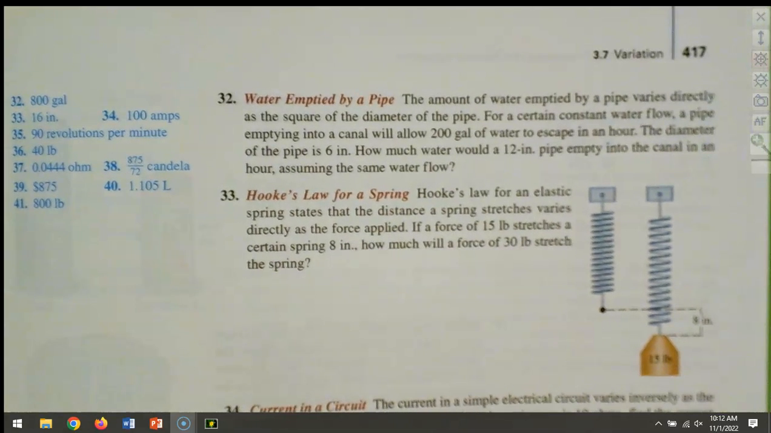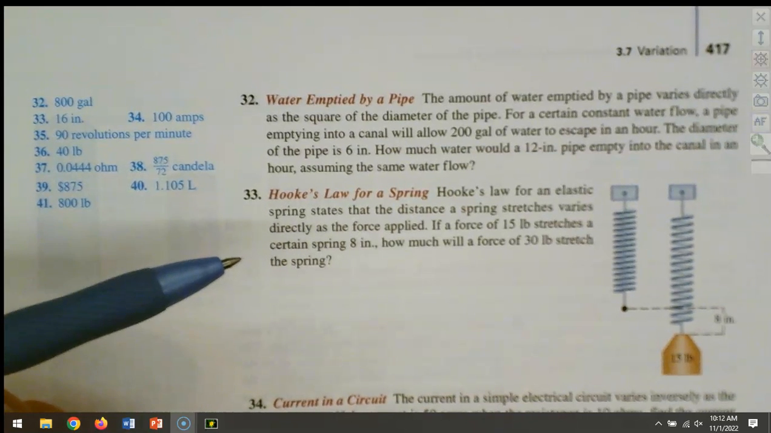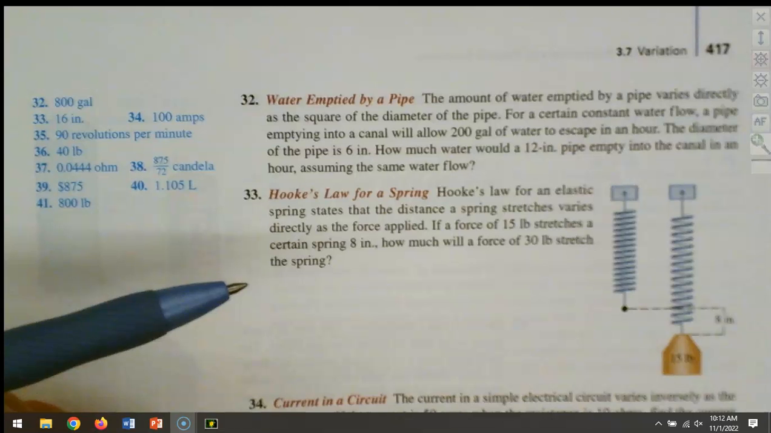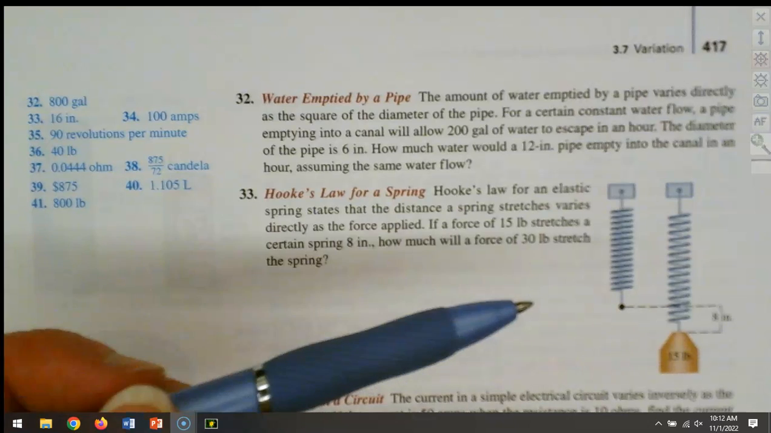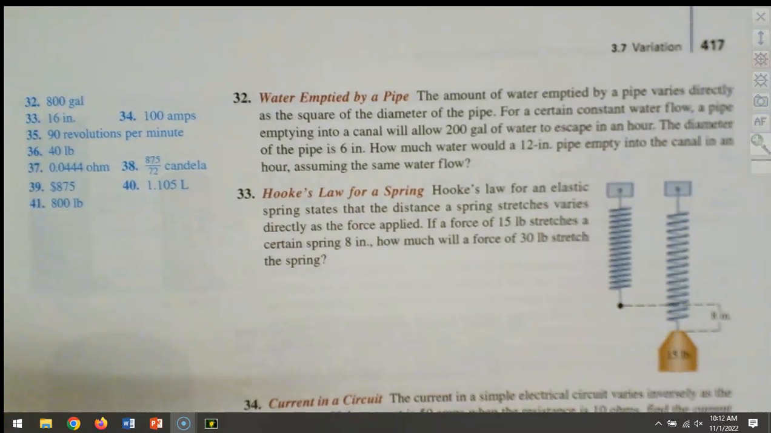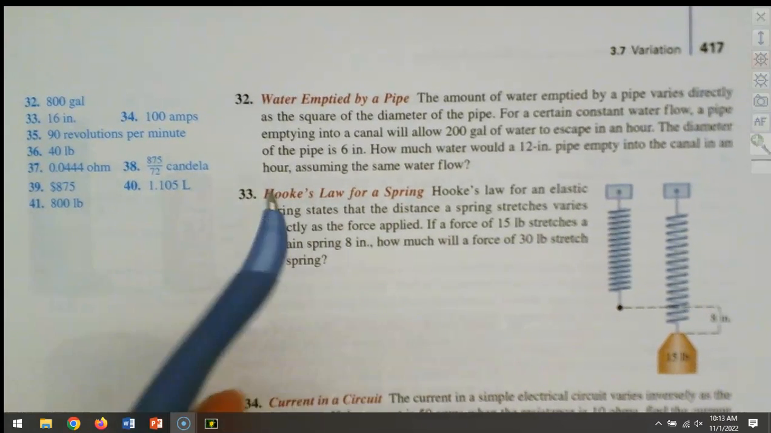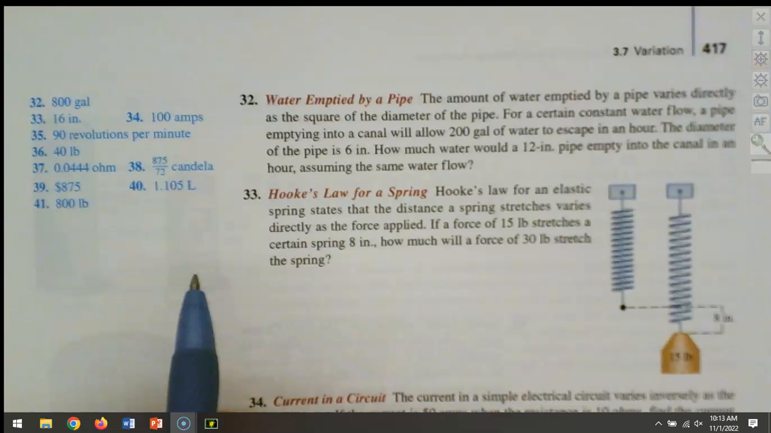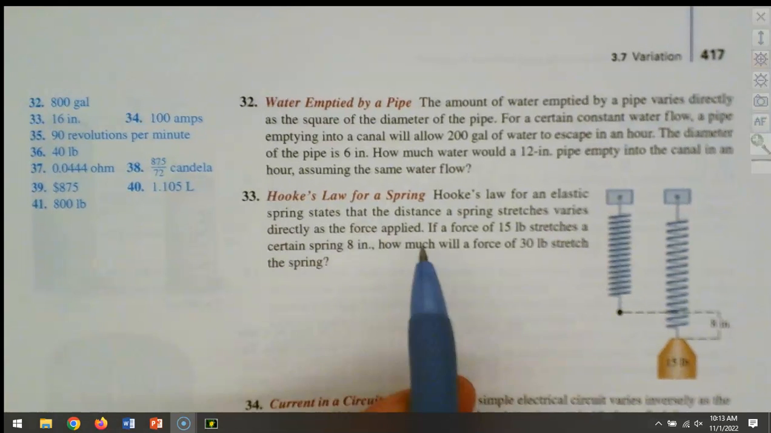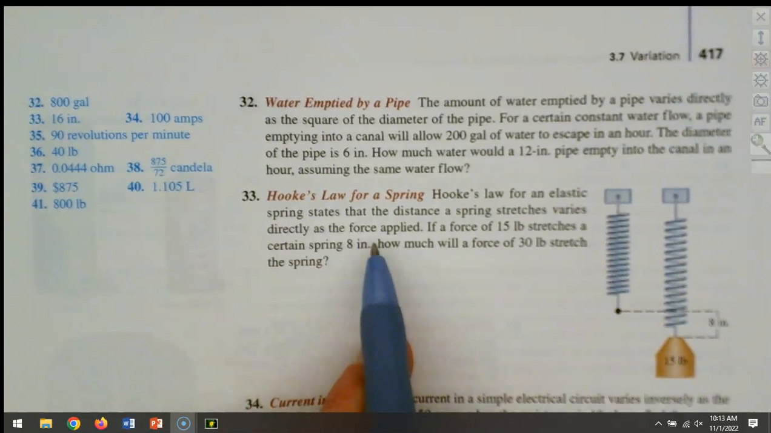If you take a physics course, you'll work a lot with springs. How far a spring stretches is based upon the type of material of the spring. And so you can find that K, and then you can figure out how far the spring should stretch based upon different weights. So this is called Hooke's Law. If you take a physics or a physical science class, you're probably going to have to work a lot with Hooke's Law. And Hooke's Law states this: the distance a spring stretches varies directly as the force applied.